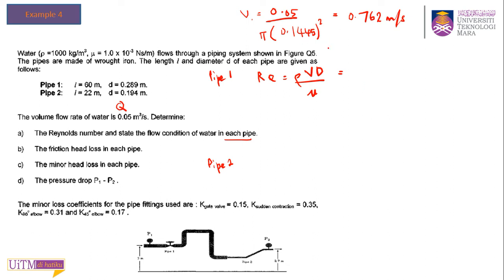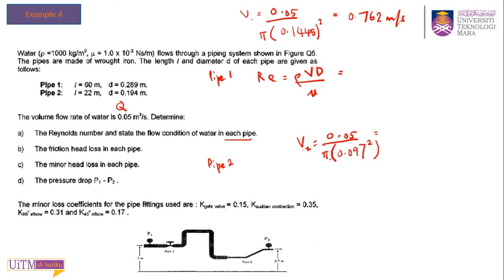So that's your V1, and you can get your V2. V2, for pipe 2, will be equal to 0.05 divided by pi times 0.194 divided by 2. I use pi r square. If you want to use pi d square over 4, you also can do that, just the same. So this will be equal to 0.05 divided by pi times 0.097 squared.